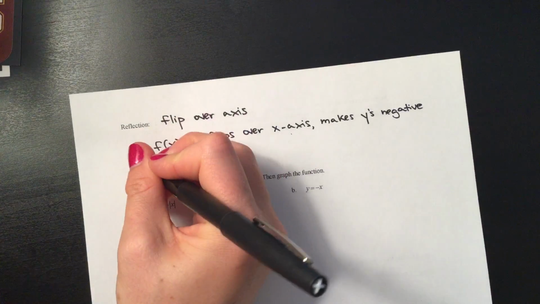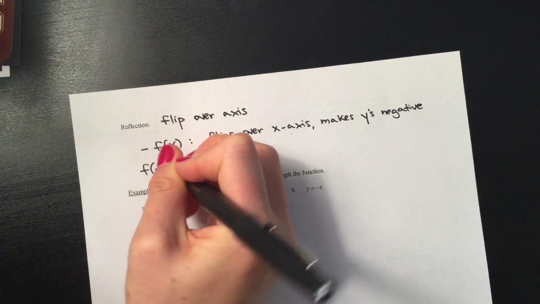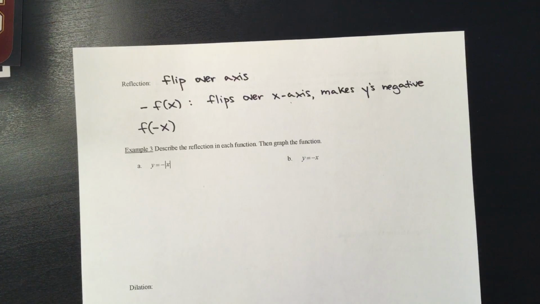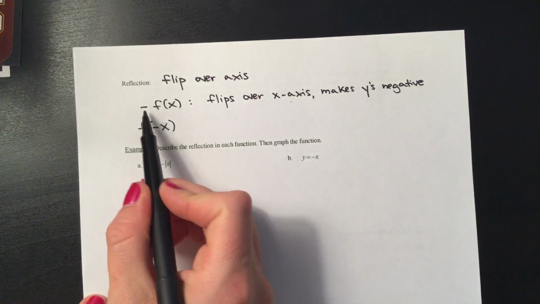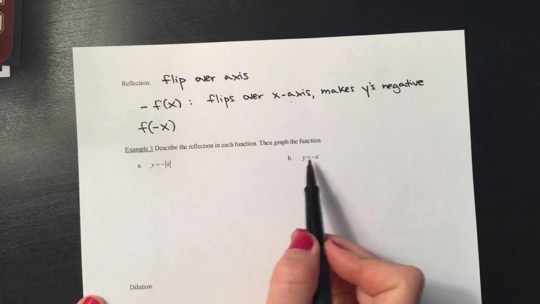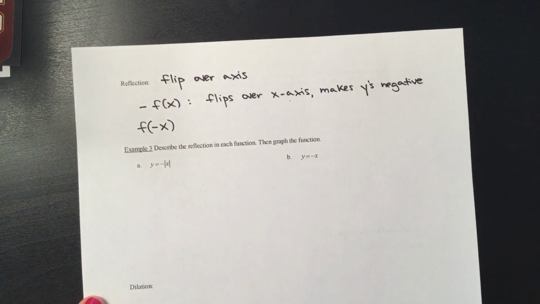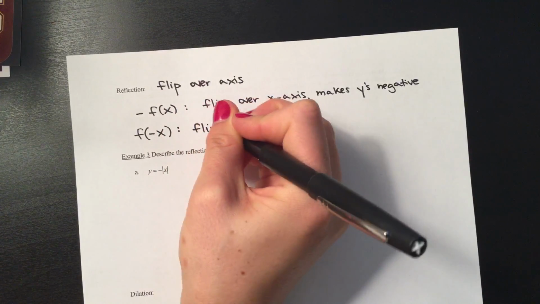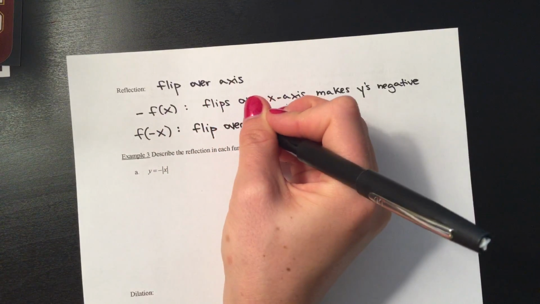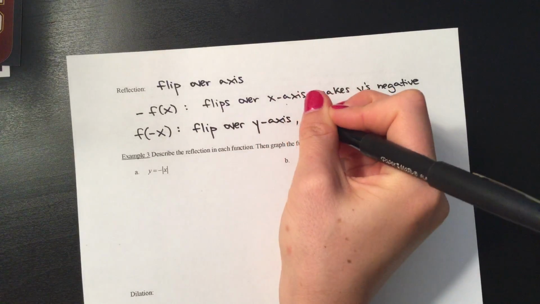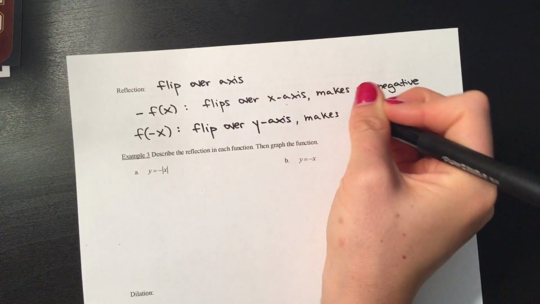And then if you see f of negative x, like if the x is on the inside of the function, remember it's all about whether the change is happening inside the parent function or outside the parent function. Here, the negative on the outside looks like this. And then here, technically the negative is on the inside. Okay, so if the negative is on the inside, your graph will be flipping over the y-axis. And what that does is it makes all of the x values negative.